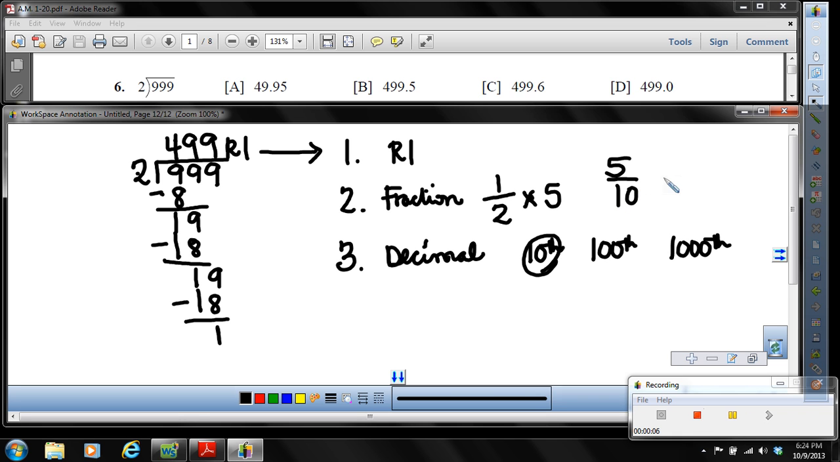But if you remember in previous lessons, to change a fraction into a decimal that already has the denominator as a tenth, a 100th, or a 1000th, 5/10 would be decimal point 5, because it's in the tenths place, and that would be 5/10. So we would go back to our answer 499. Instead of remainder 1, we would put 0.5, and we would look to see if that matches with one of our answers at the top, which would match with answer B.